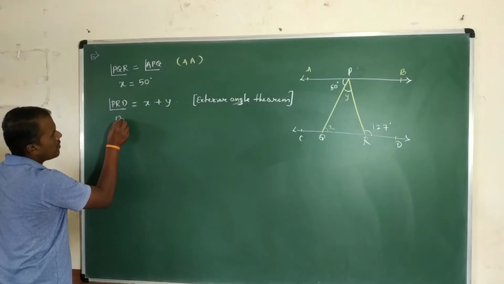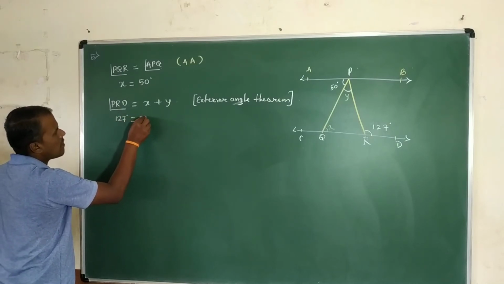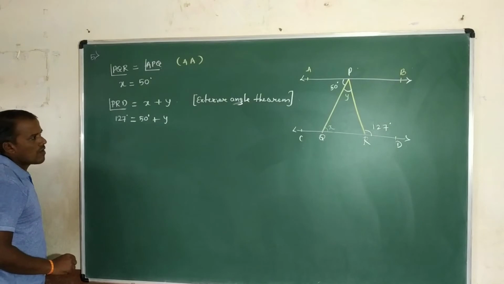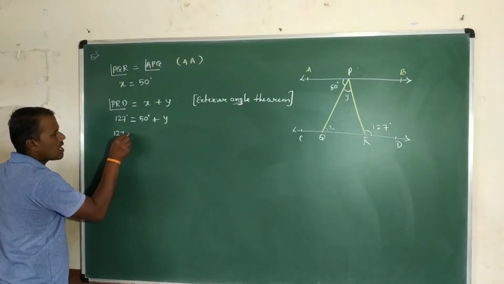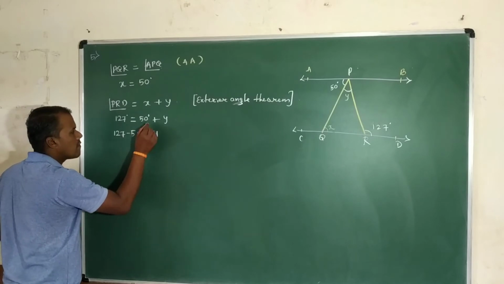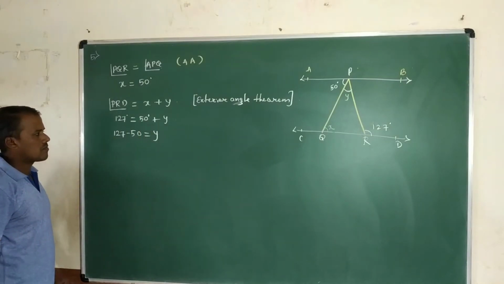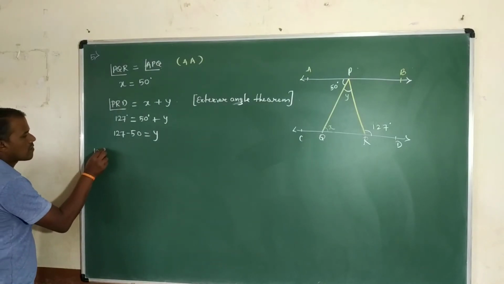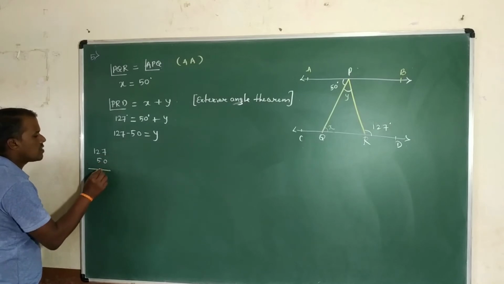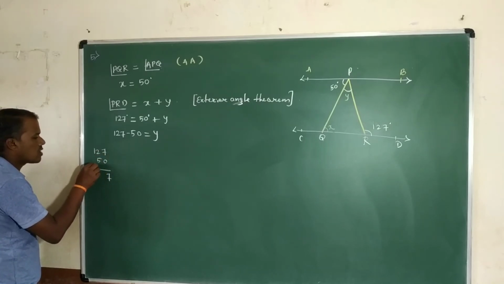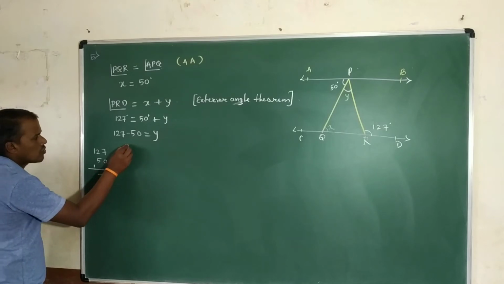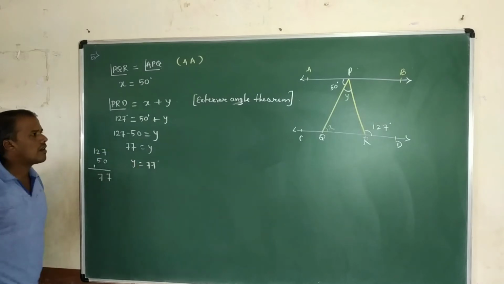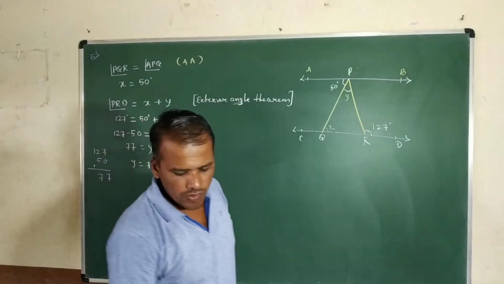PRD is equal to 127 degrees. X is equal to 50 degrees, just found out, plus Y. Now 50 goes to this side and becomes minus. So 127 minus 50 is equal to Y. 127 minus 50: 7 minus 0 is 7, 2 minus 5 is not possible, so 12 minus 5 is 7. So 77 is equal to Y. Therefore Y is equal to 77. X and Y are found. Go to the next question.